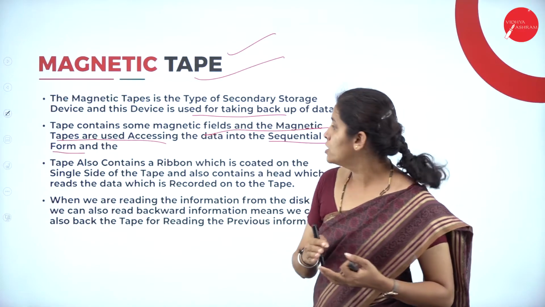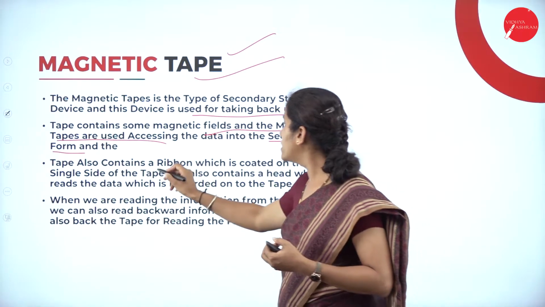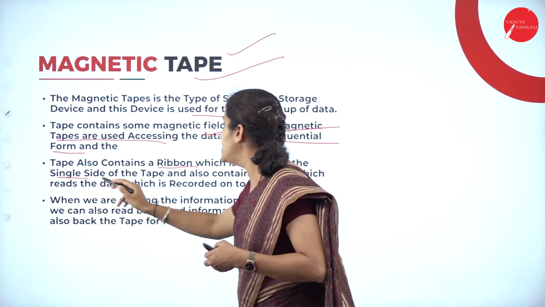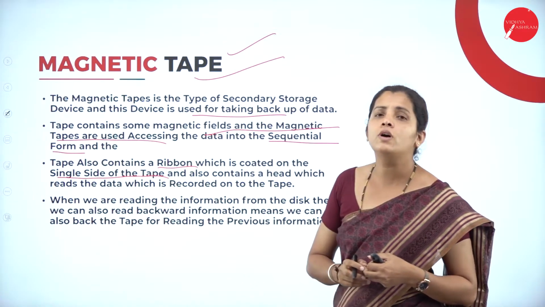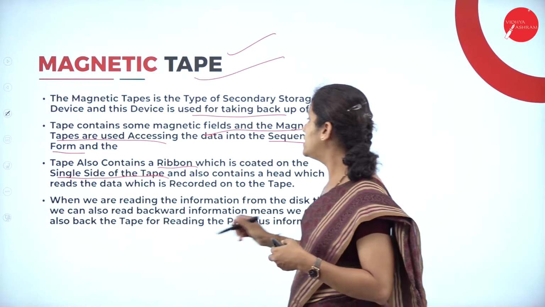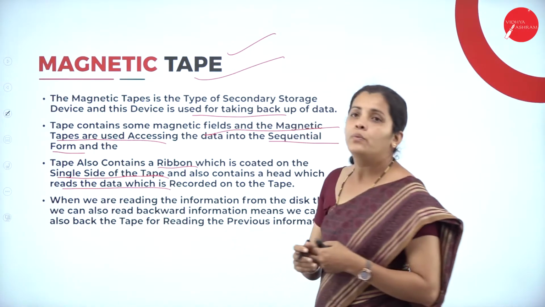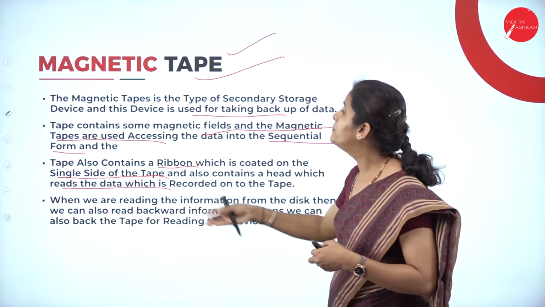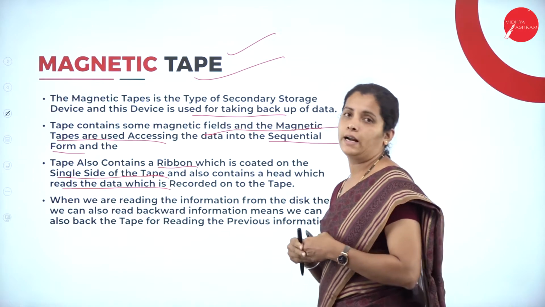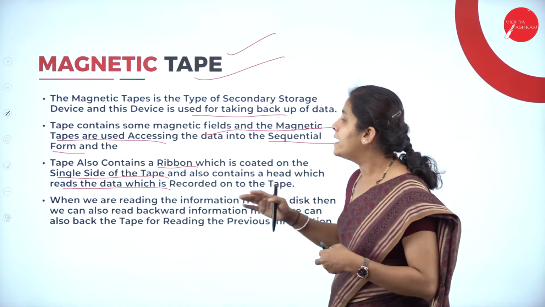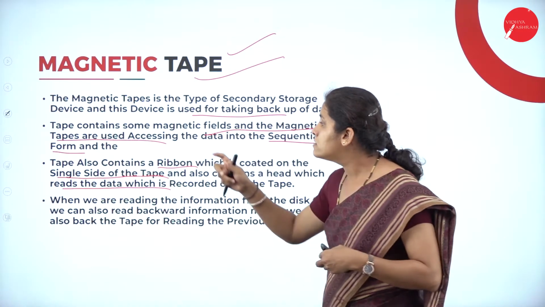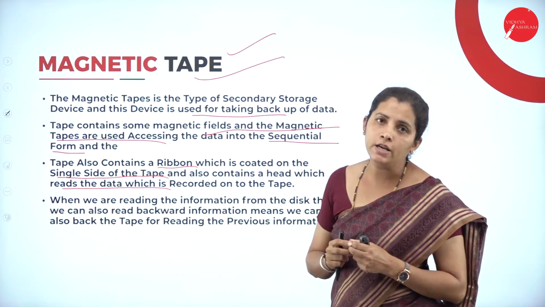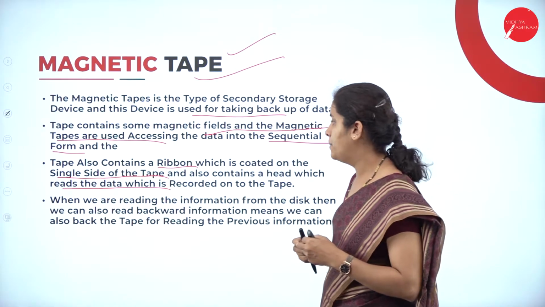The tape also contains a ribbon which is coated on a single side of the tape, and also contains a head which reads the data which is recorded on the tape. That means the ribbon is coated on a single side of the tape and is mainly used to read the data.